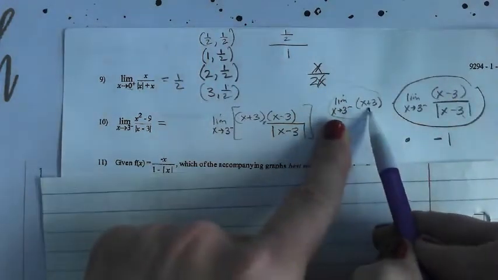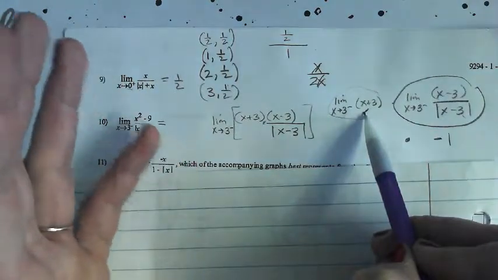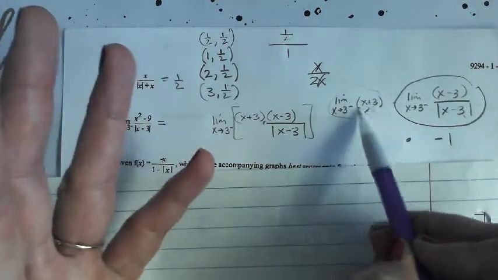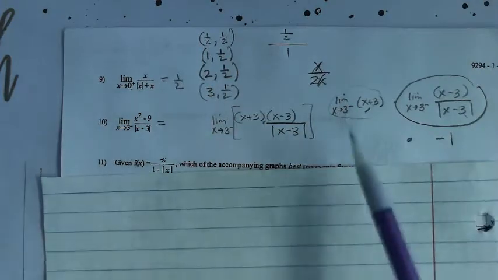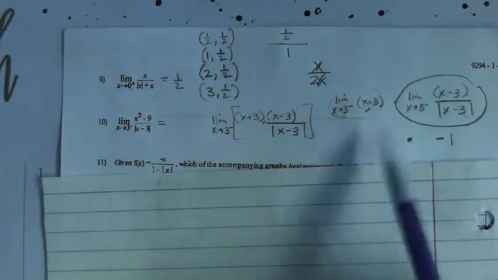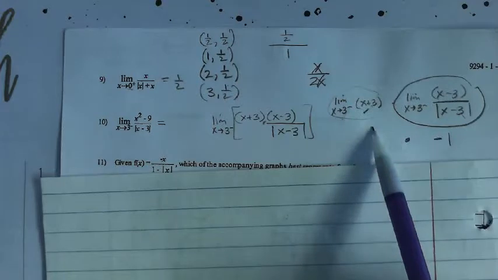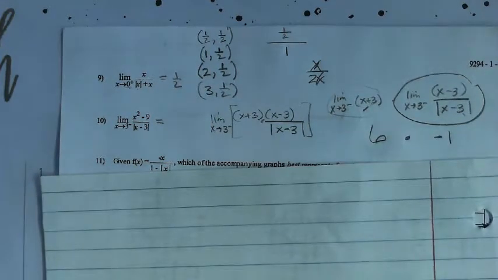This, truthfully, doesn't matter if you're coming at it from the left or the right, because this is just a line. So it's going to be the same regardless of which direction you're coming from. So you can just plug in 3, and what do you get? 6. And 6 times -1 is -6.